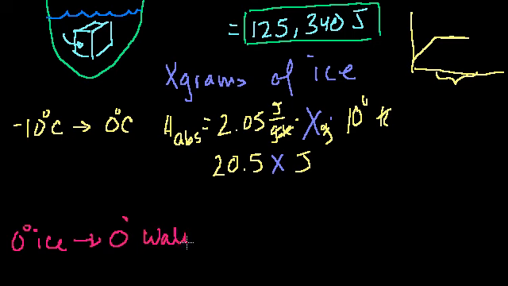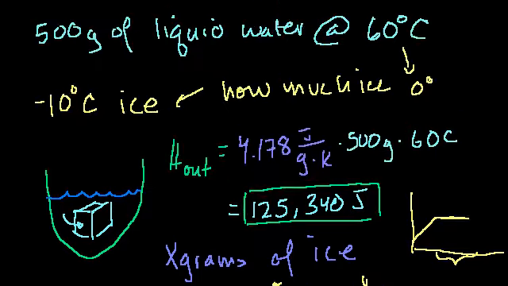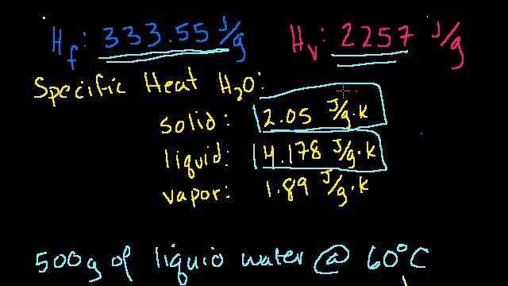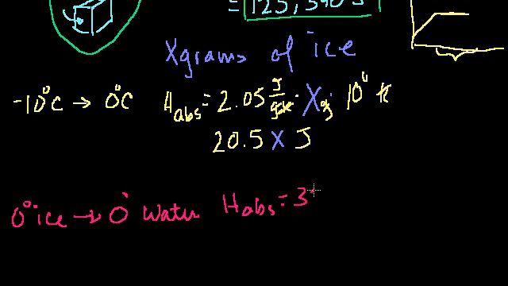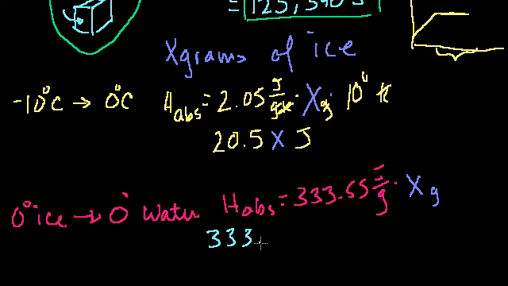Well, the heat absorbed now is going to be the heat of fusion of ice, or the melting heat, either one. That's 333.55 joules per gram, times the number of grams we have. Well, once again, that's X grams, so they cancel out. So the ice will absorb 333.55 joules per gram as it goes from 0 degree ice to 0 degree water, or 333.55 X joules. Let me put that X there.